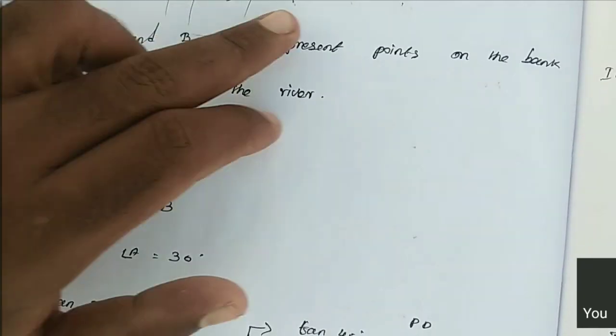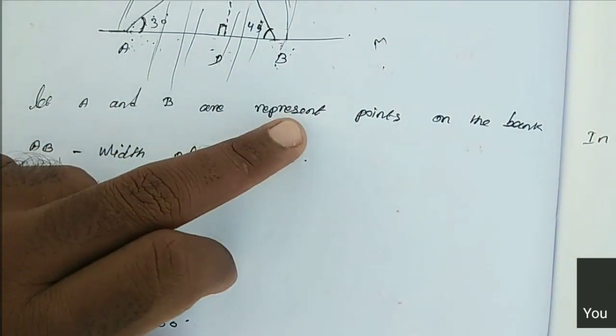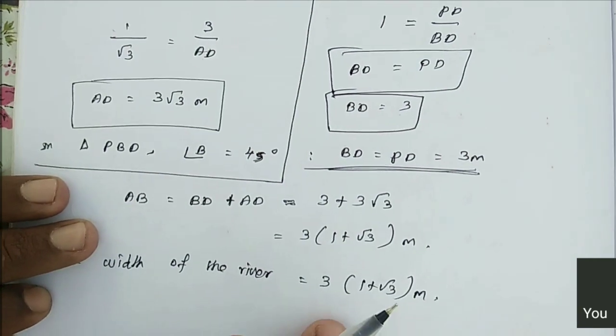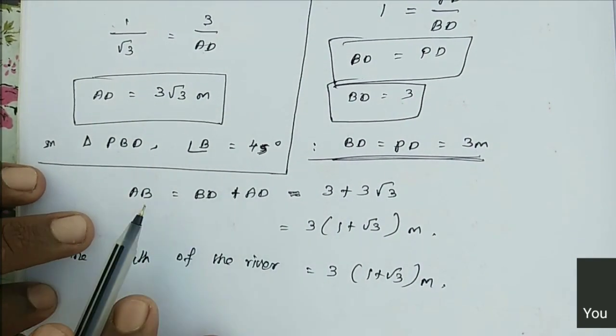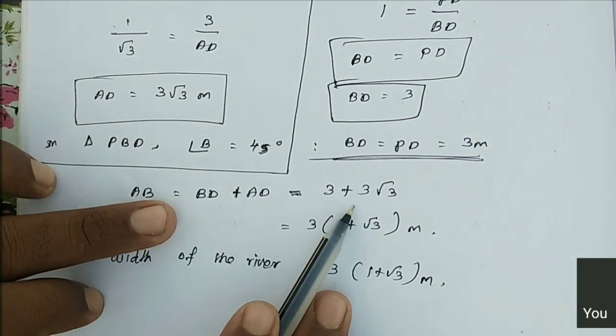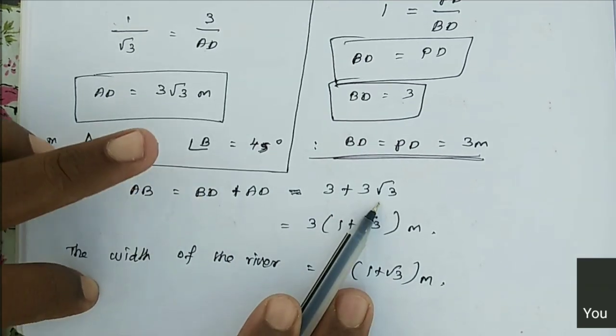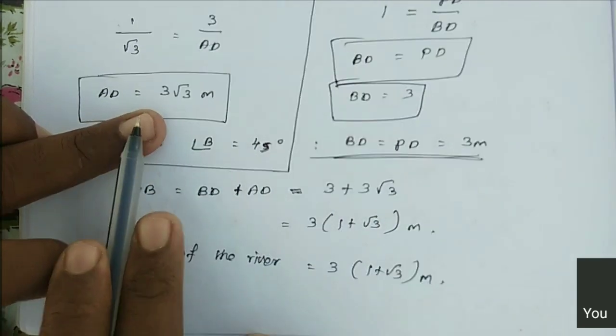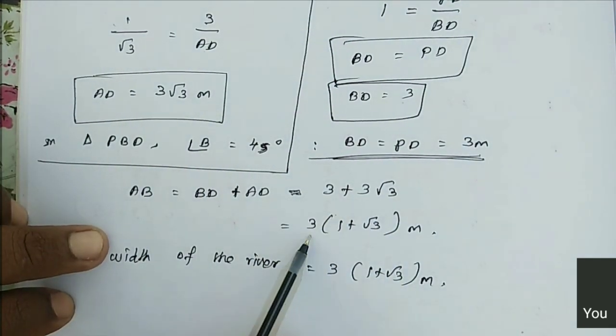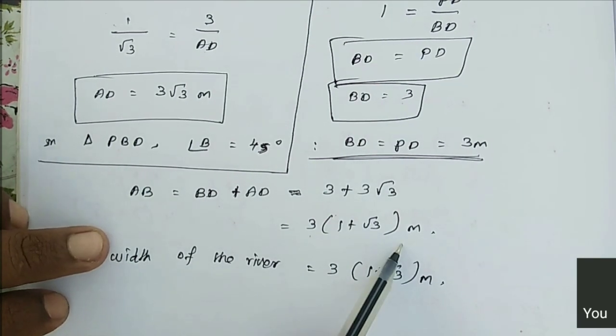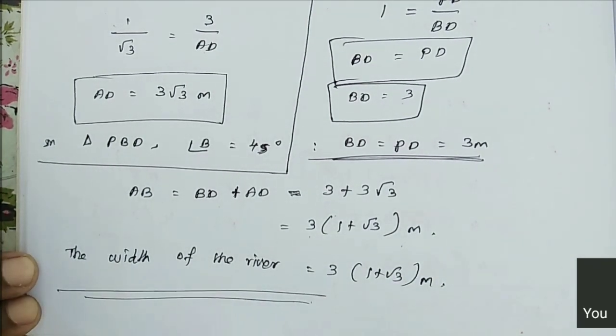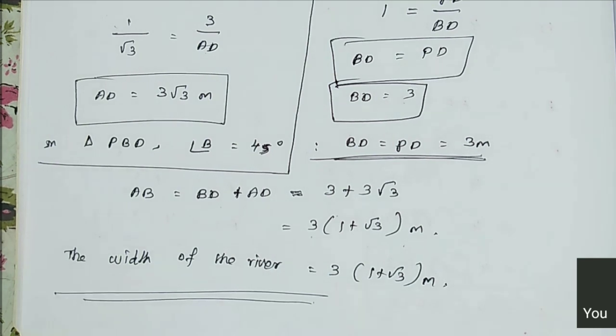As usual, for the AB value, we know it is the sum of AD plus DB. So AB is equal to BD plus AD. The BD value was 3. So 3 plus 3 root 3. We should add 3 and 3 root 3, so we can take 3 as a common factor. 1 plus root 3 meter. So the width of the river is 3 into 1 plus root 3 meter.